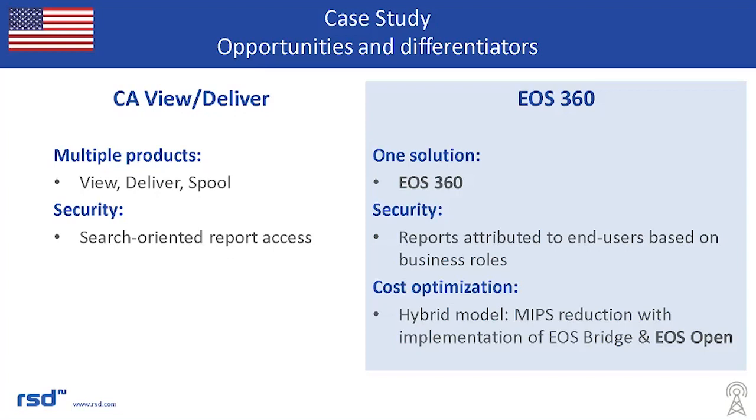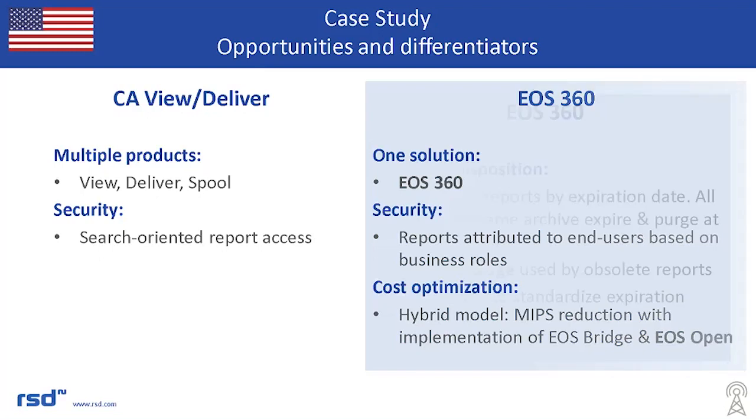Another differentiator that they provided as a reason to initiate this project was the flexibility to use the hybrid model within the EOS 360 paradigm. Basically, they saw a potential in being able to use the EOS Bridge and EOS Open to do their viewing on the open platform, thus reducing MIPS for viewing and printing of reports and that kind of thing.